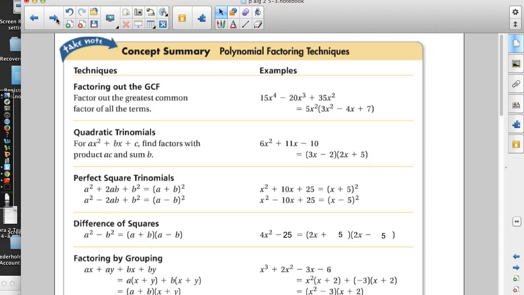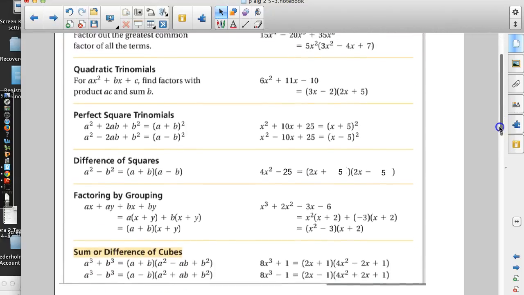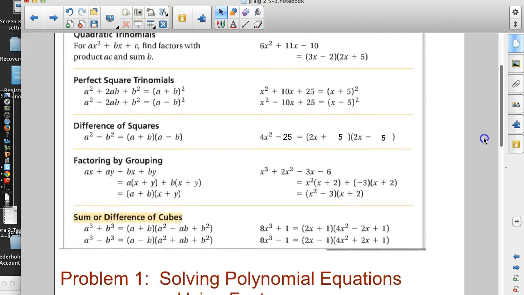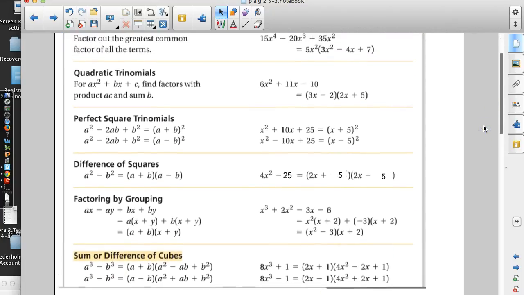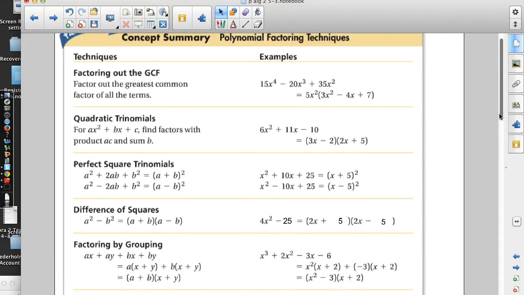And that brings us to this wonderful concept box. So, concept summary, and all of these different things. I've tried to talk repeatedly about where do you start? I mean, look at all of this stuff. There's so many different places to go. The first thing we always do is factor out a GCF. So we should put a number 1 up here. That's the first step, no matter what.